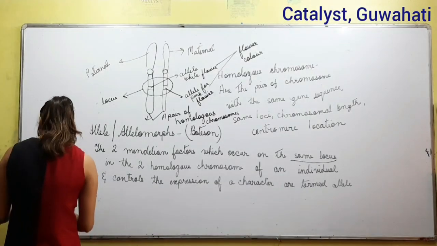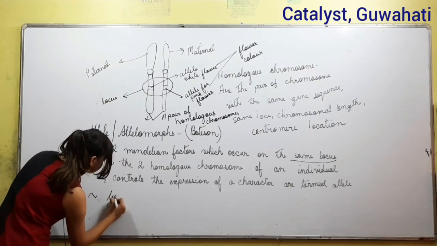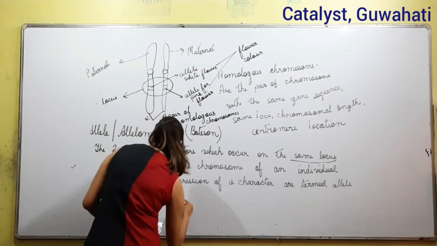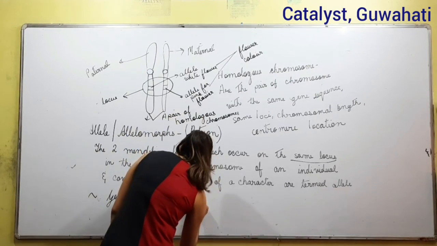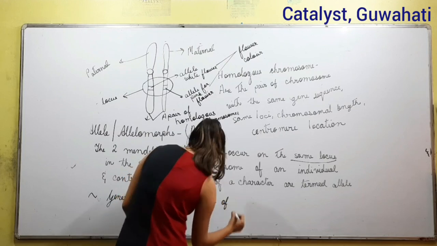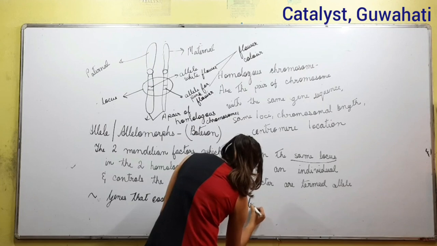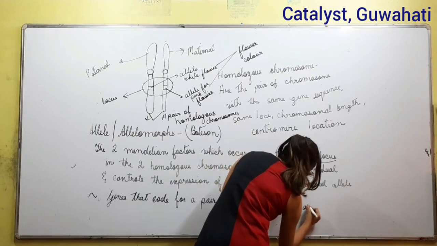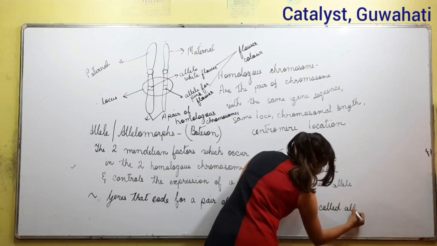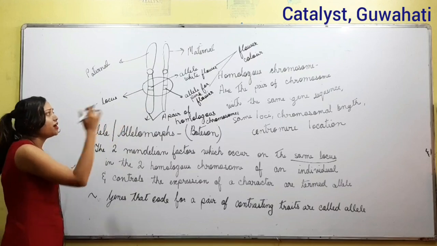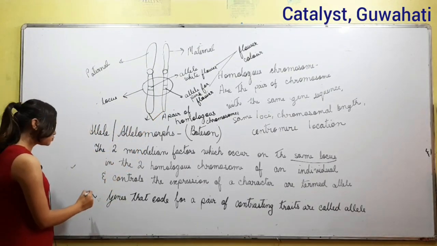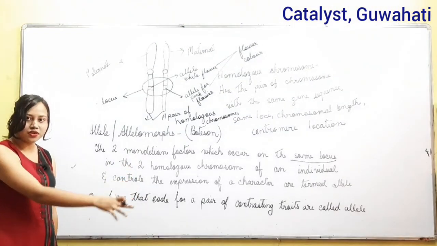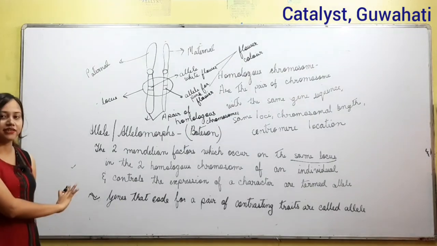Or simply we can say, genes that code for a pair of contrasting traits are called alleles. So these are the pair of contrasting traits, one is for white color and another is for pink color. So simply we can say the genes that code for a pair of contrasting traits are called alleles. Okay, hope the word allele is clear.